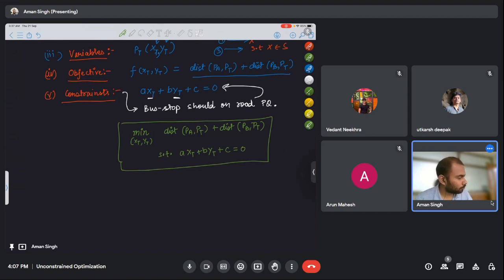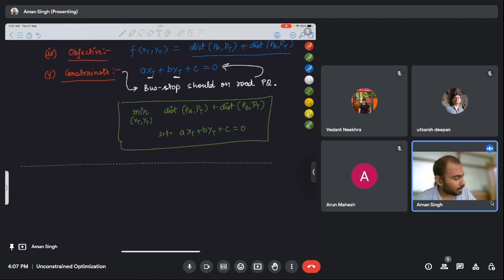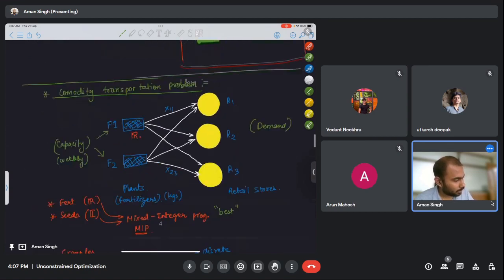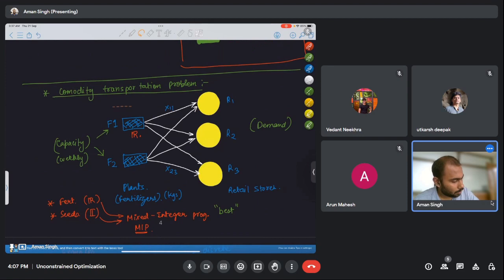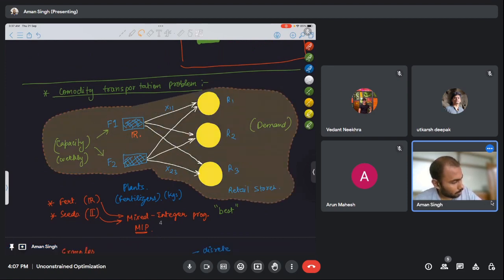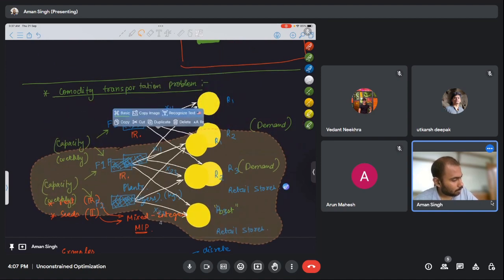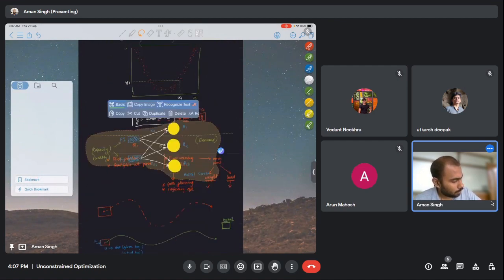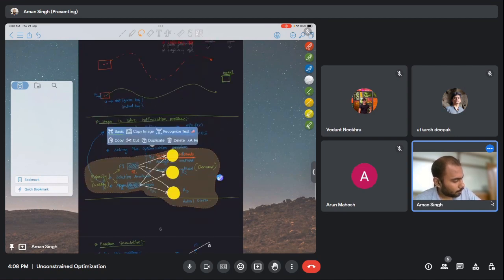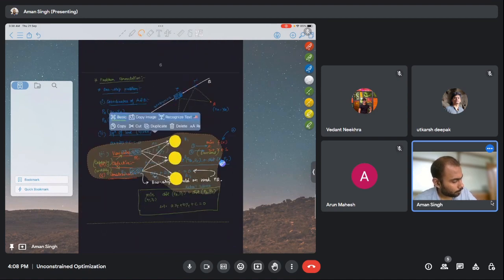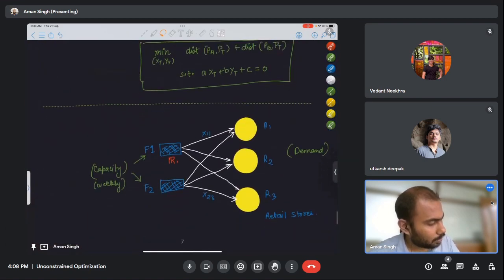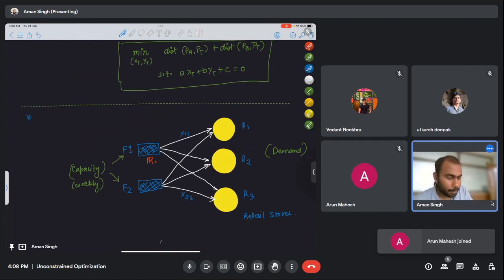Now, a similar objective function can be written for... Sorry, I'll go over a little bit to get this diagram. So I want to solve this problem of retail or commodity transportation.